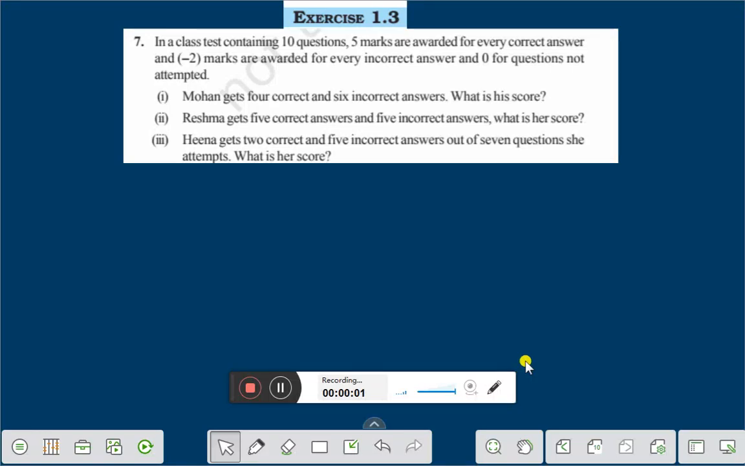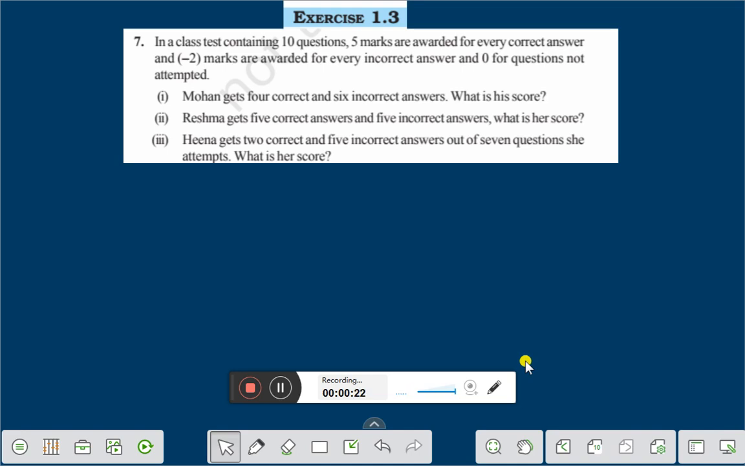Hello everyone. Today we shall discuss exercise 1.3 question number 7. In a class test containing 10 questions, 5 marks are awarded for every correct answer and minus 2 marks are awarded for every incorrect answer and 0 for questions not attempted. Mohan gets 4 correct and 6 incorrect answers. What is his score?